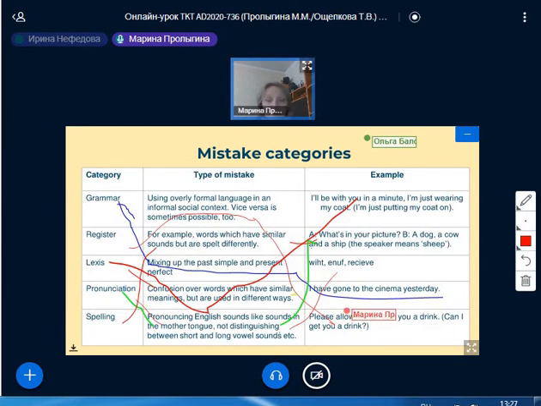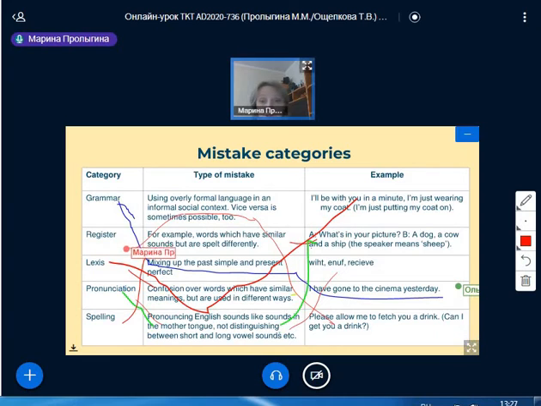Yeah, that's right. So let's see. Everything is okay with the grammar, right? So grammar, it is mixing up, for example, the tenses, and there are some examples. Then, if we are talking about the problems in register, it can be using formal language in informal context or vice versa, right? And the example is given here, right? So please allow me to fetch you a drink.